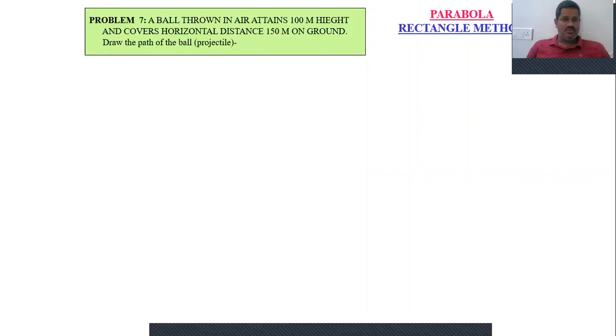I repeat this problem once again. A ball thrown in air attains 100 meters height and covers a horizontal distance of 150 meters on the ground. That means the range is 150 meters and the altitude is 100 meters. Then we have to draw the path of the projectile. There is a specific method, called the rectangle method or tangent method.